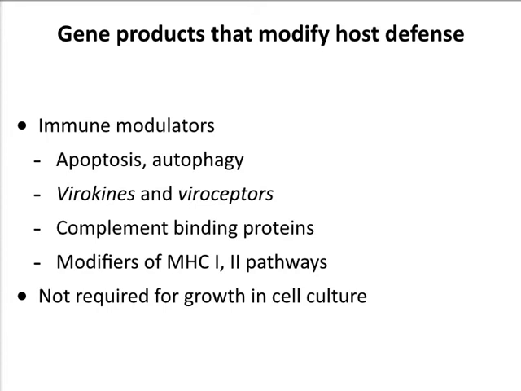These genes are not needed for growth in cell culture. We don't have an immune system in cultured cells, so they don't matter for the virus. You take them out, the virus replicates very well. There's no defect in growth of the virus in cell culture. But if you put any virus with a mutation in any of these genes into an animal, the disease is reduced. Virulence is attenuated, as we say. So these are virulence determinants.